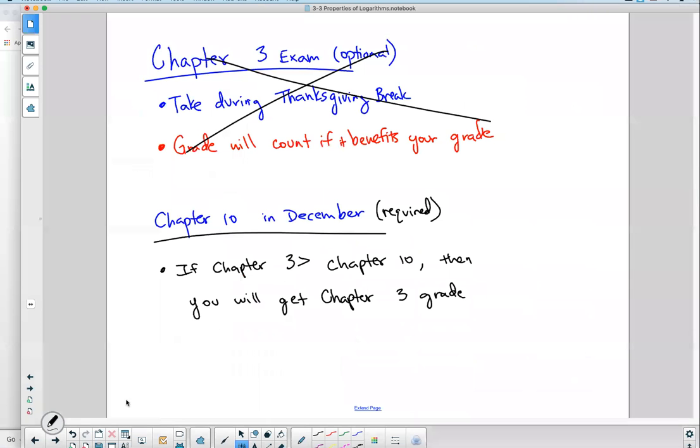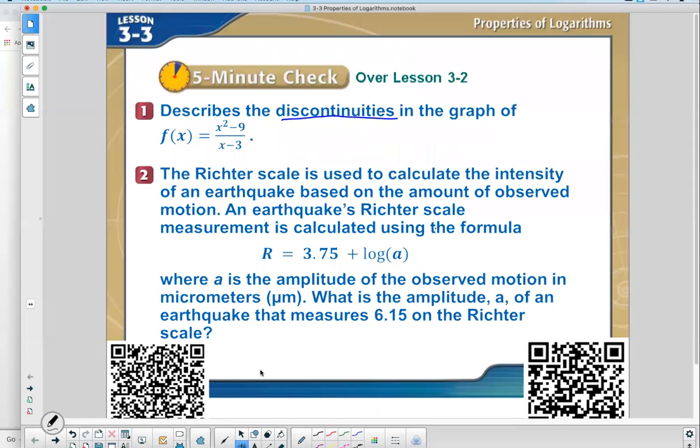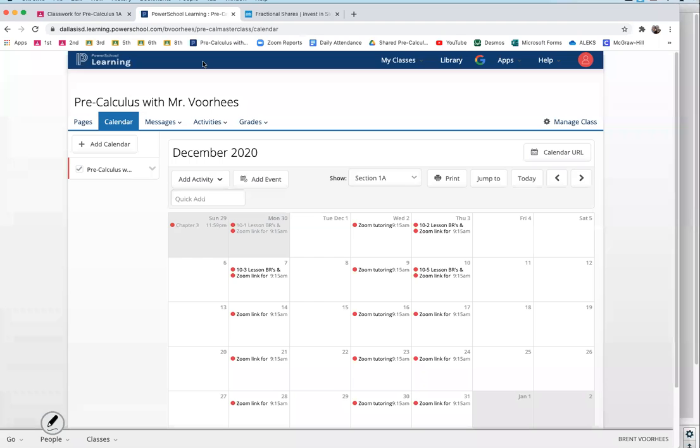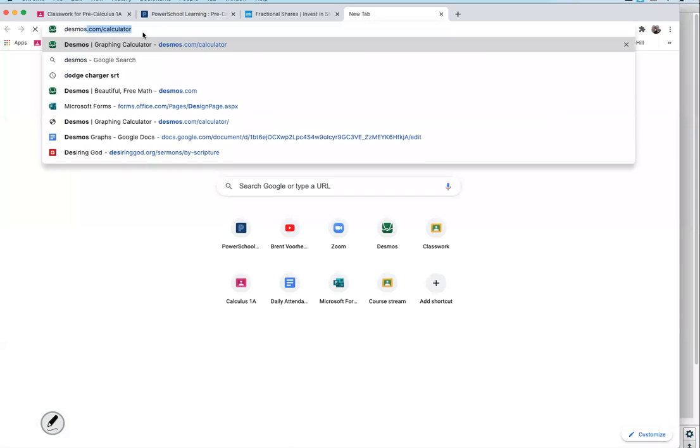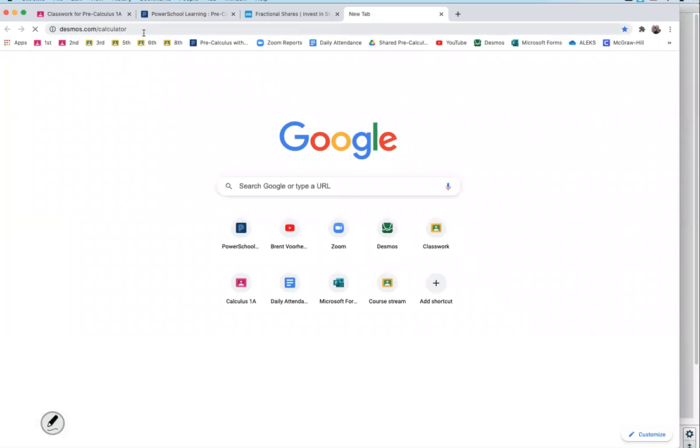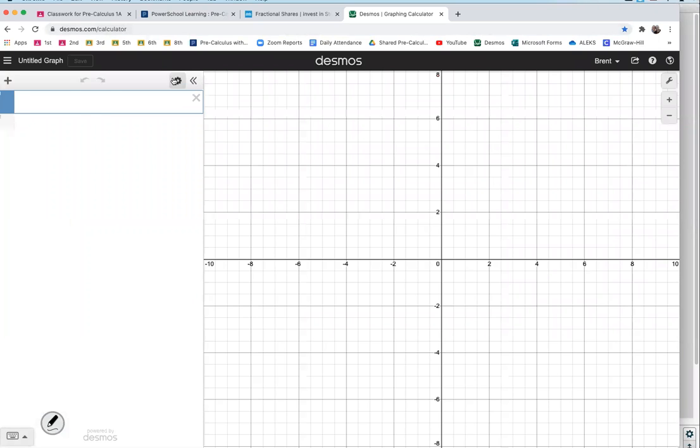Let's take a look at the bell ringer. It says, describe the discontinuities in this graph. And that's where I started, and I said, hey, there's breaks. And then I went off on a tangent of showing you different things that are on the schedule. So let's go look at this problem. I'm going to go to Desmos, and we're going to graph this and look at breaks. I'm going to first show you this visually, and then we'll talk about it algebraically.